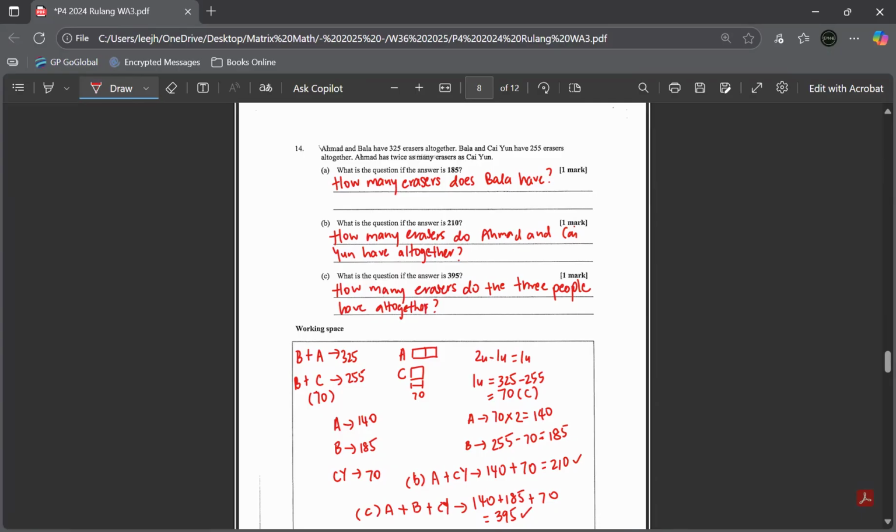Then you will end up with 395. Or you don't write "three people" also can. You can write "how many erasers do they have altogether". Don't need three people. You can write "do they have altogether". Okay? So this is how you do it. It can be a bit tricky, but once you work out your answer, you look at the values and work towards your sentence. Okay?